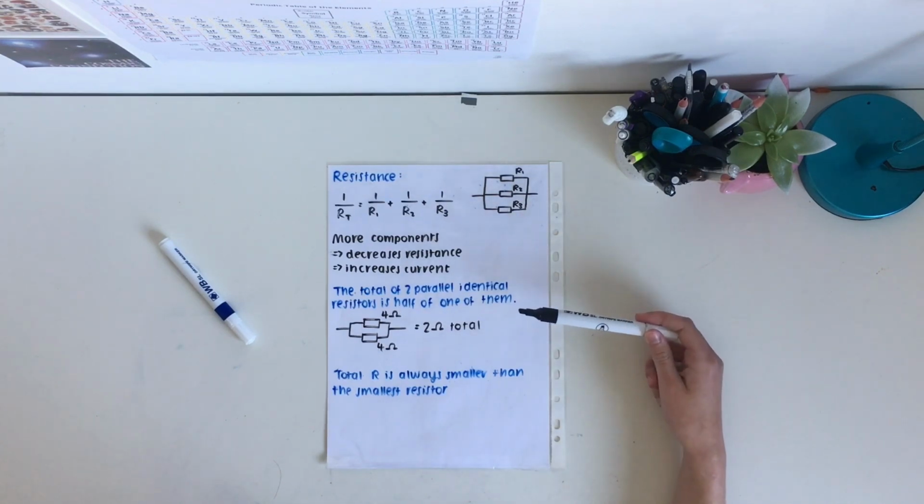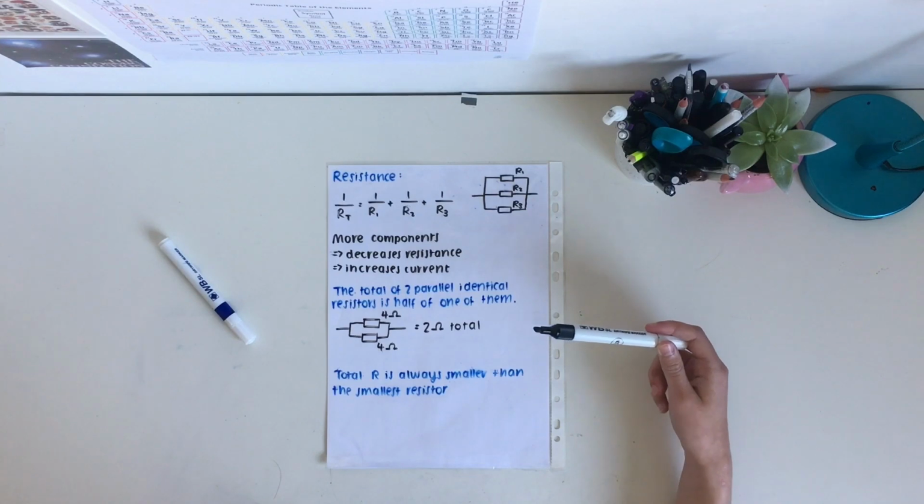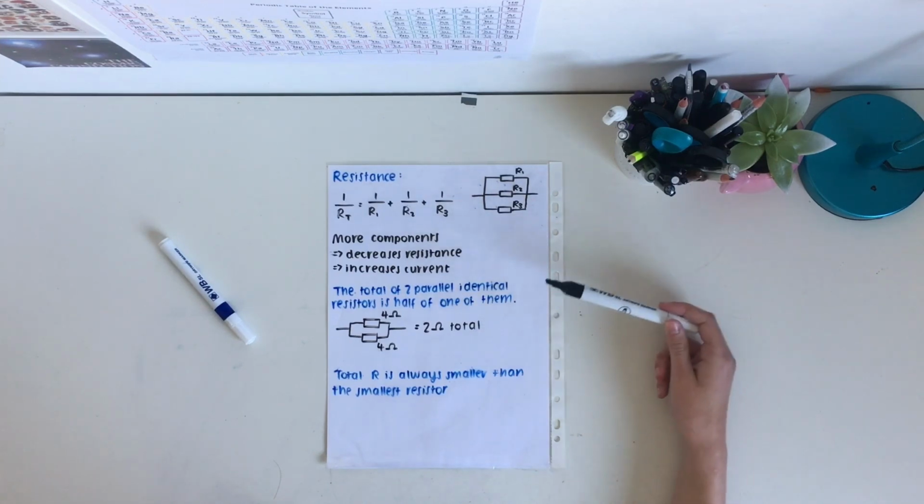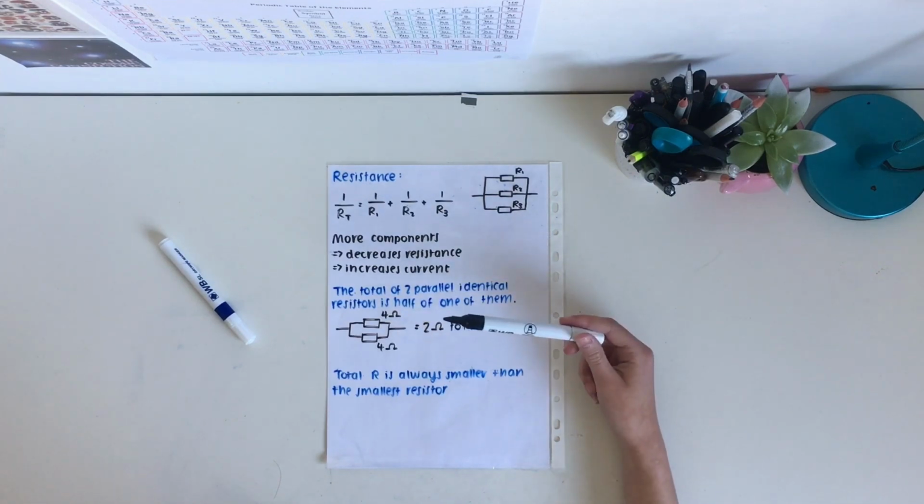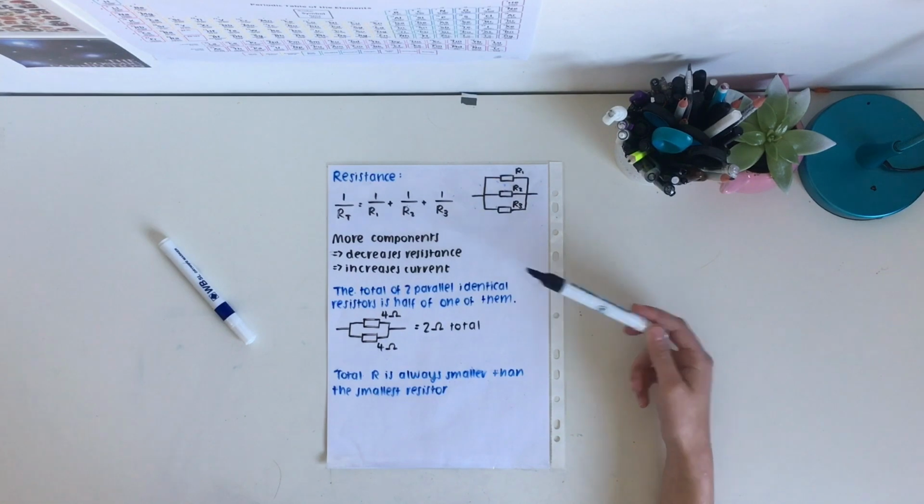A useful tip to quickly find the total resistance of 2 parallel identical resistors is to just halve one of them. If you have 2 4 ohm resistors in parallel, you can just halve it to get 2, and that is the total resistance of these resistors.